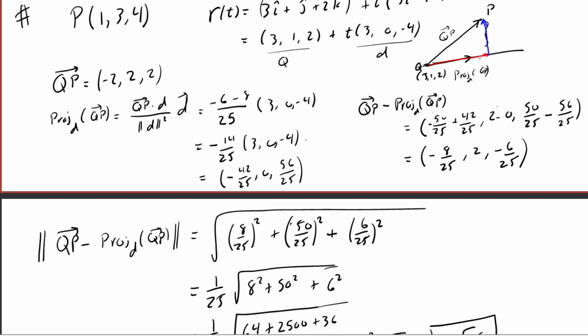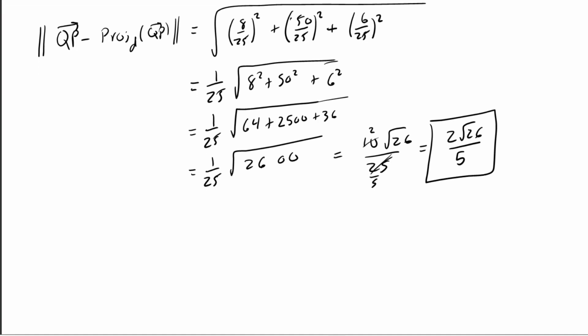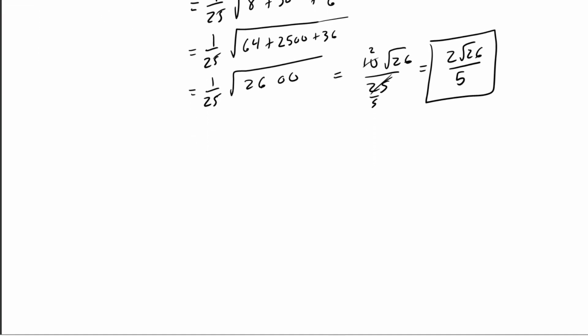So again, how did I do this? To recap, I did the projection of this QP, which I was able to find because I knew what Q was. It was on the line. I did the projection of this onto the direction vector, and then I found the complement of that, the orthogonal complement, by doing QP minus the projection. Finally, I took the norm of that, and that's how I got my answer.